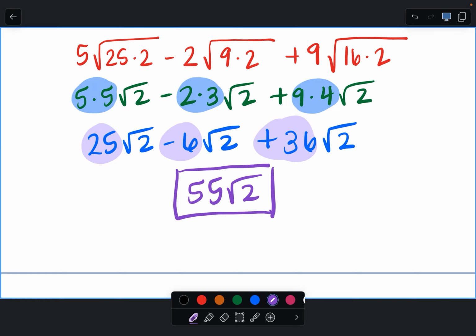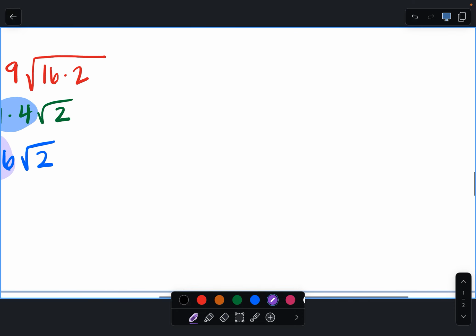So when I see d to the power of 11 times d to the power of 7, I need to add those two numbers together. What's 11 plus 7? 18. So I'm going to have 144 d to the power of 18.